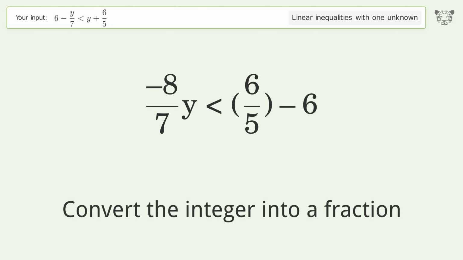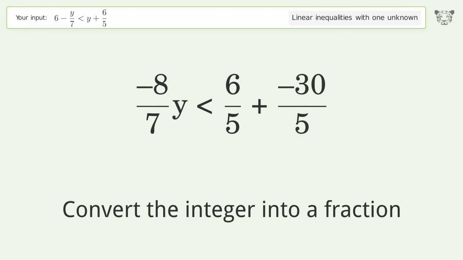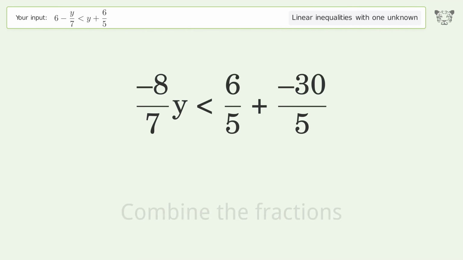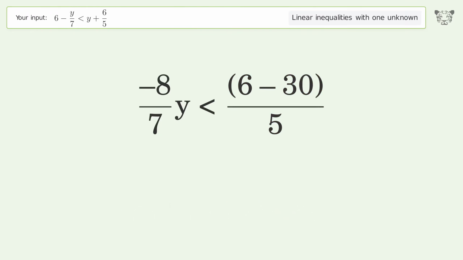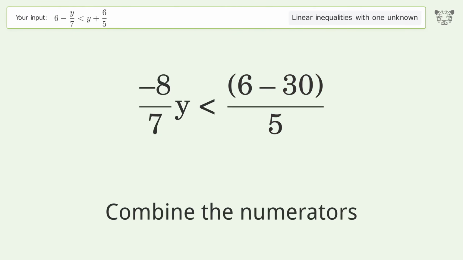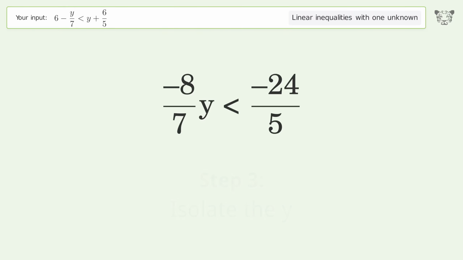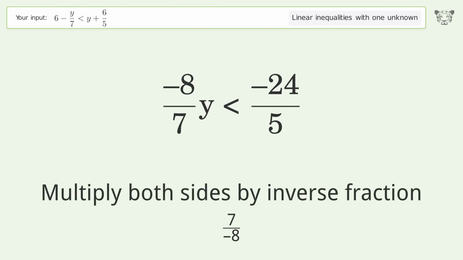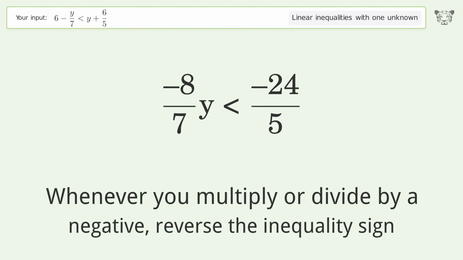Convert the integer into a fraction. Combine the fractions. Combine the numerators. Isolate the y. Multiply both sides by inverse fraction 7 over -8. Whenever you multiply or divide by a negative, reverse the inequality sign.